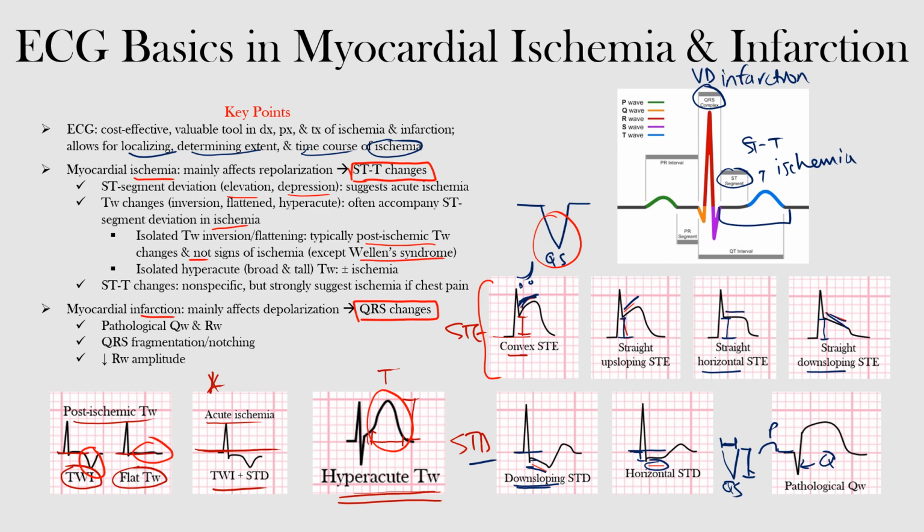Okay, we talked about these hyperacute T waves that are isolated, and what we can see here is they suggest ischemia. They're large T waves that are broad and tall. Okay, and then remember, these ST-T changes are non-specific, but if you have a patient that's symptomatic, has chest pain, then they likely suggest ischemia. In terms of infarction, remember, it's the QRS changes because depolarization is the main thing affected. We can see these pathological Q waves and R waves. You can see some notching or fragmentation in our QRS complex, as well as a reduction in the R wave amplitude.